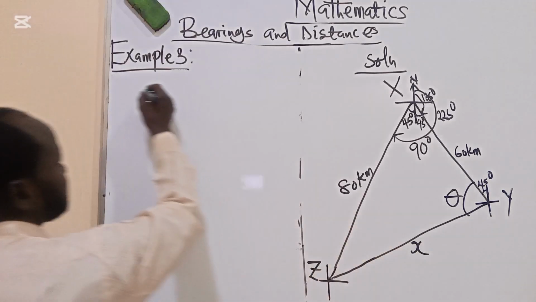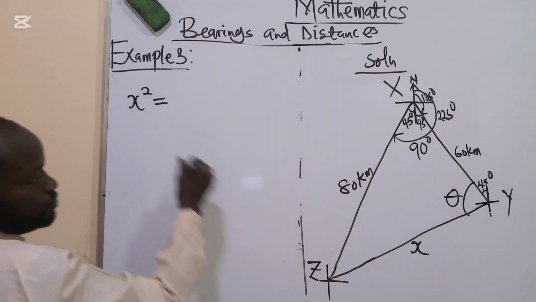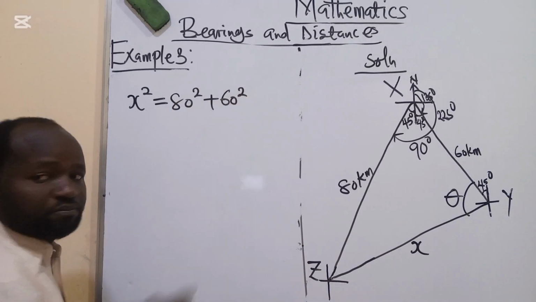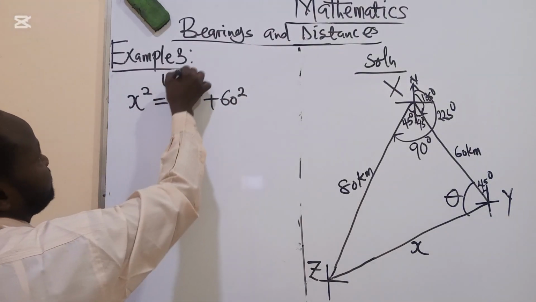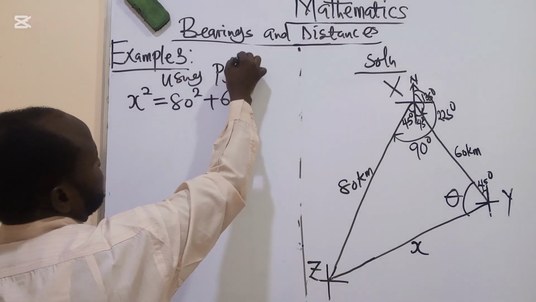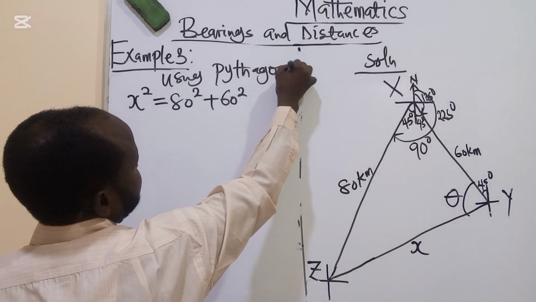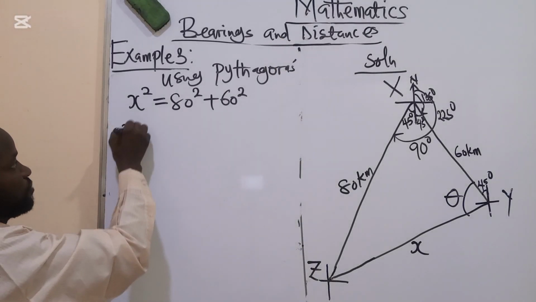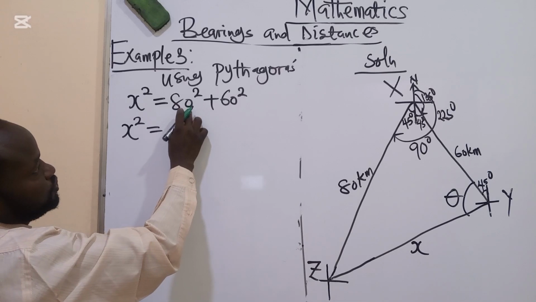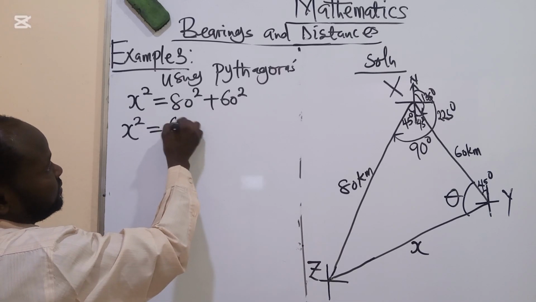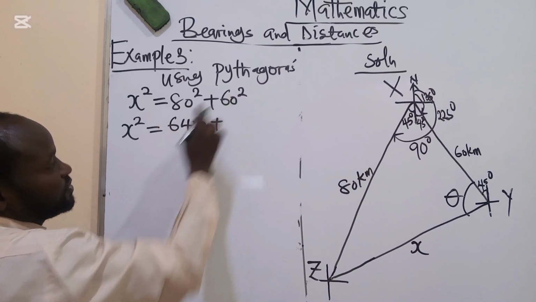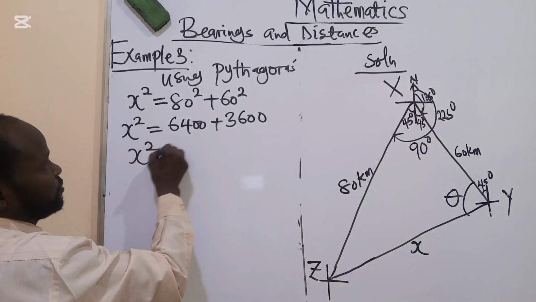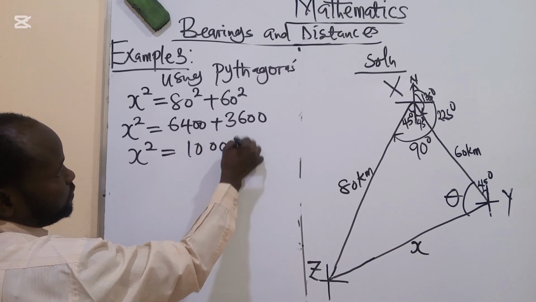So hypotenuse square now, that will be x square equals 80 square plus 60 square. I'm using Pythagoras rule now. This will be x squared equals 80 square, which is 6,400, plus 60 square, which is 3,600. X square now, we add this, which is 10,000.